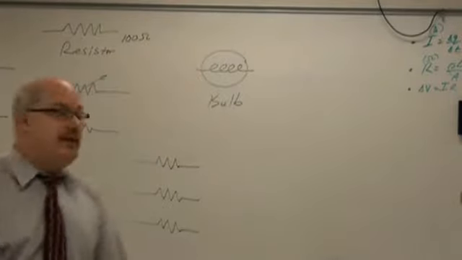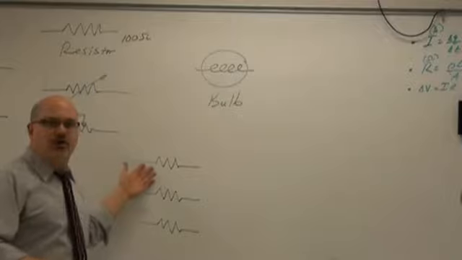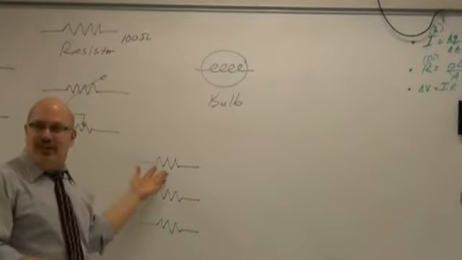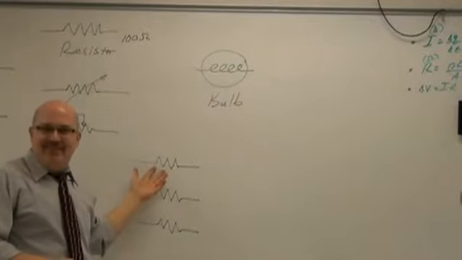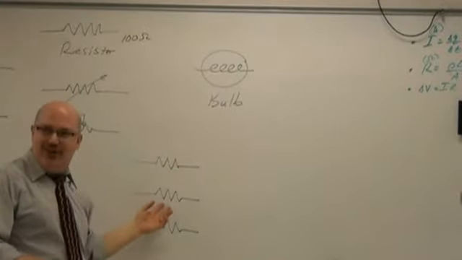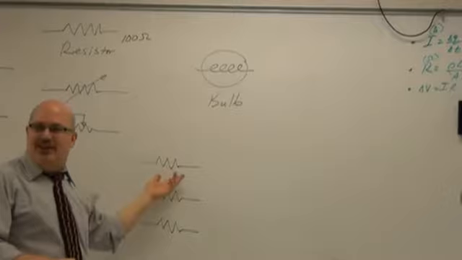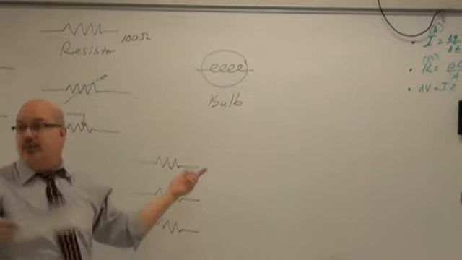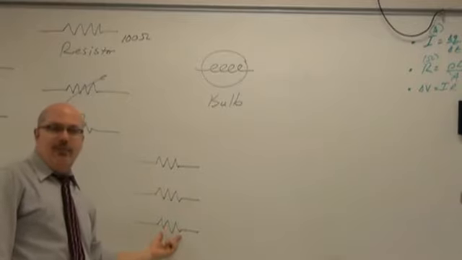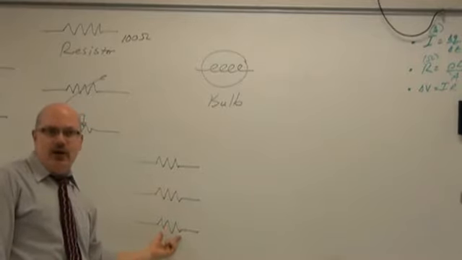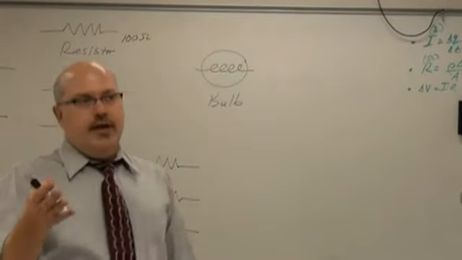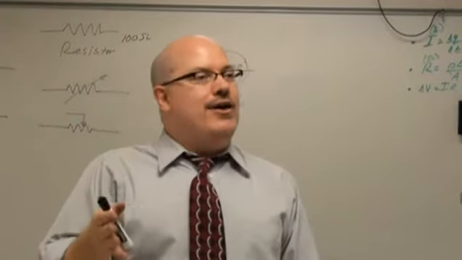A toaster turns it into heat. So a toaster literally is a resistor. The TV turns it into light and sound, and some heat. An iPod turns it into light and sound as well, and a little heat.